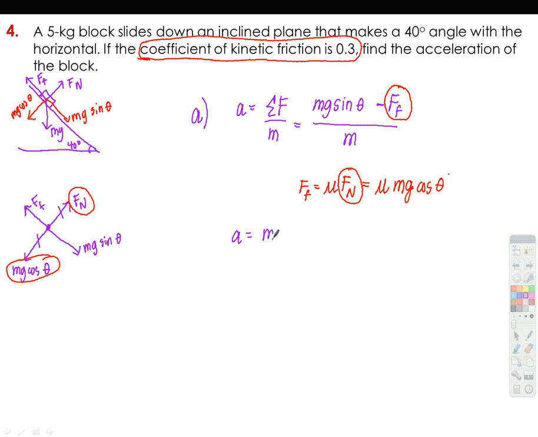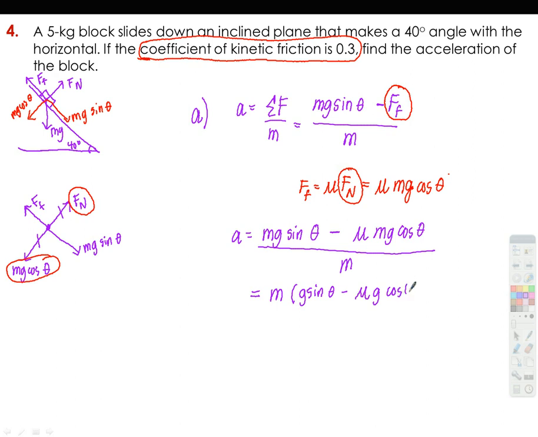So a is mg sine of theta minus mu mg cosine of theta divided by m. Okay, and we can cancel m here because just your algebra. That is g sine theta minus mu g cosine theta. You will see that m cancels. So your a should be equivalent to g sine of theta minus mu g cosine of theta.